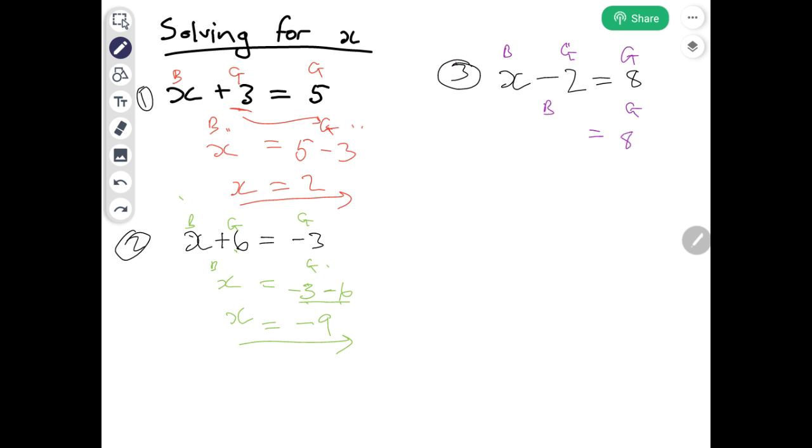Here you already have 8. If you move this -2 to the side, the sign will change and become +2, and then this side you're left with your x. And then we know that 8 plus 2 is 10. So your answer is x is equals to 10.